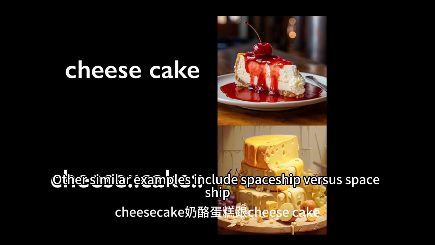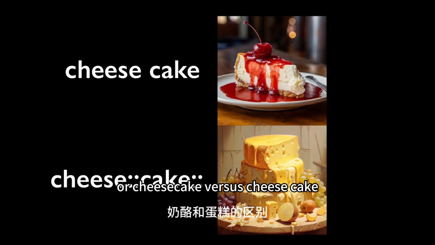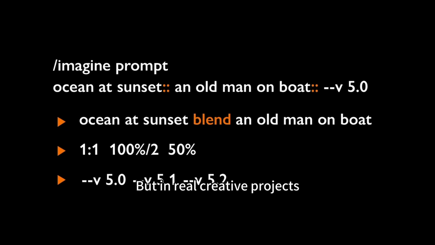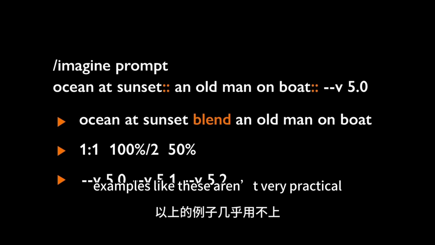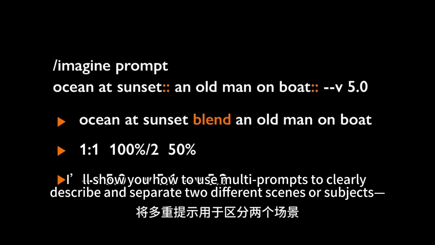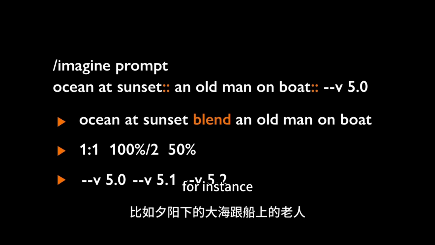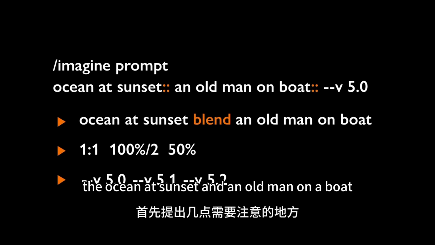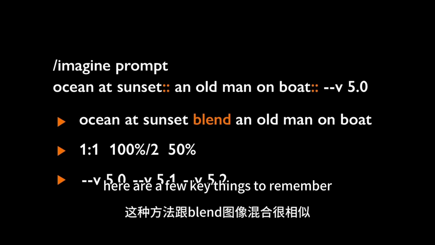Other similar examples include spaceship versus spaceship, or cheesecake versus cheesecake, but in real creative projects, examples like these aren't very practical. Today, I'll show you how to use multi-prompts to clearly describe and separate two different scenes or subjects. For instance, the ocean at sunset and an old man on a boat. Before we begin, here are a few key things to remember.